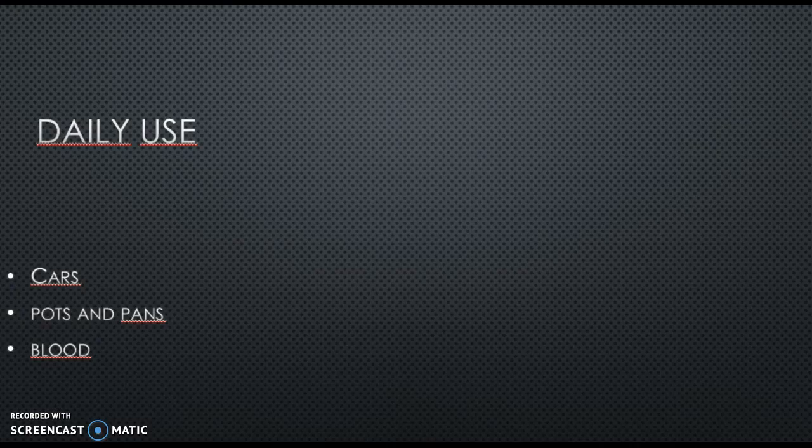Now to daily use. Iron is used in cars, planes, bicycles, pots and pans, and all that kind of stuff. It's also in your blood, and it's very important for blood. The iron is what makes your oxygen get transported around your body. Without the iron in your blood, you would die. So you can say the iron is responsible for your living, and for the oxygen moving around in your body.